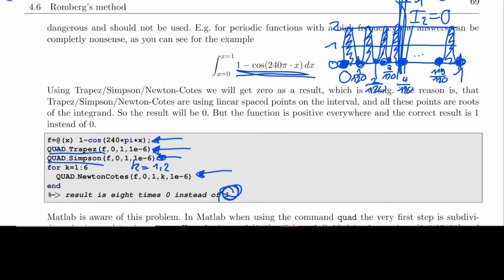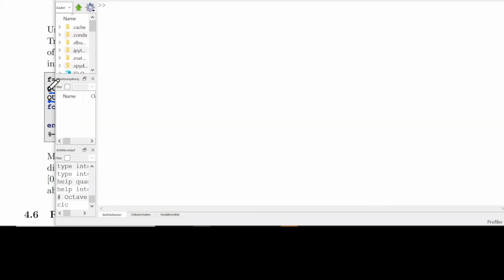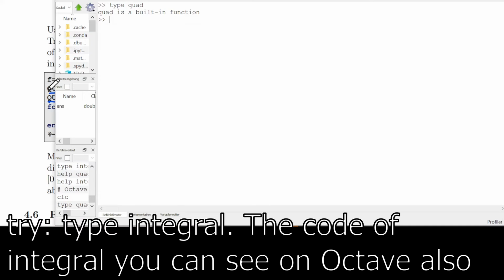So you can say, okay, what is MATLAB or what is Octave doing? Maybe I can find out what this professional code does, and I show you the result. In MATLAB and in Octave, you have the quad command, and what you can do is write type quad, and then you will see the code on the screen. Unfortunately, I'm using Octave, and in Octave you can't see the code of quad, but in MATLAB you can.